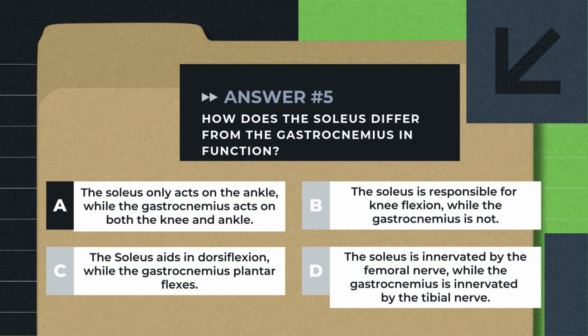The correct answer is A. The soleus only acts on the ankle, while the gastrocnemius acts on both the knee and ankle.